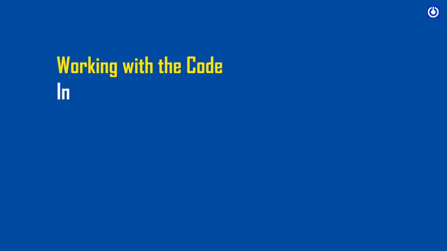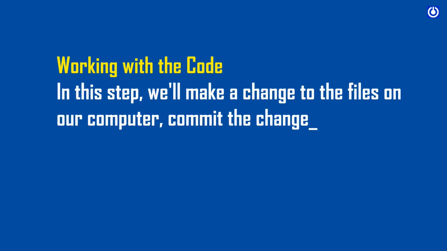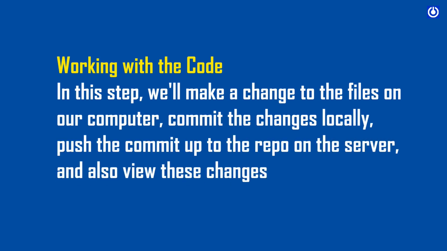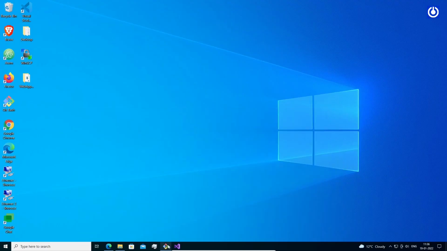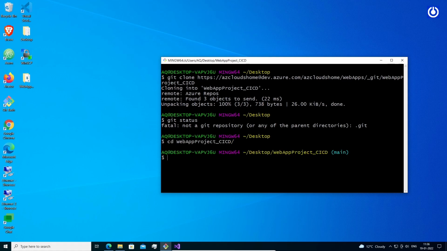Working with the code. In this step, we'll make a change to the files on our computer, commit the changes locally, push the commit up to the repo on the server, and also view these changes there. Switch our directory to the repository that we have cloned. Use the command cd web app project _cicd. Keep this command window open, because we'll use it in the following steps.